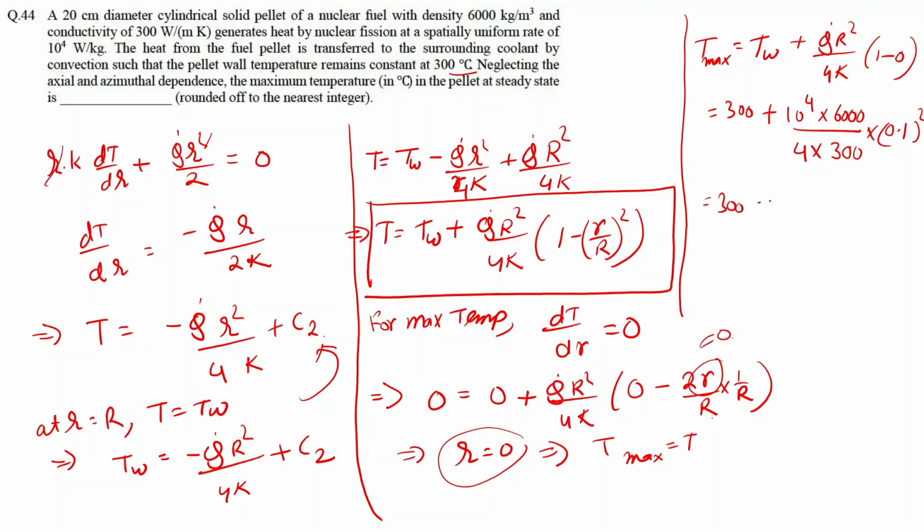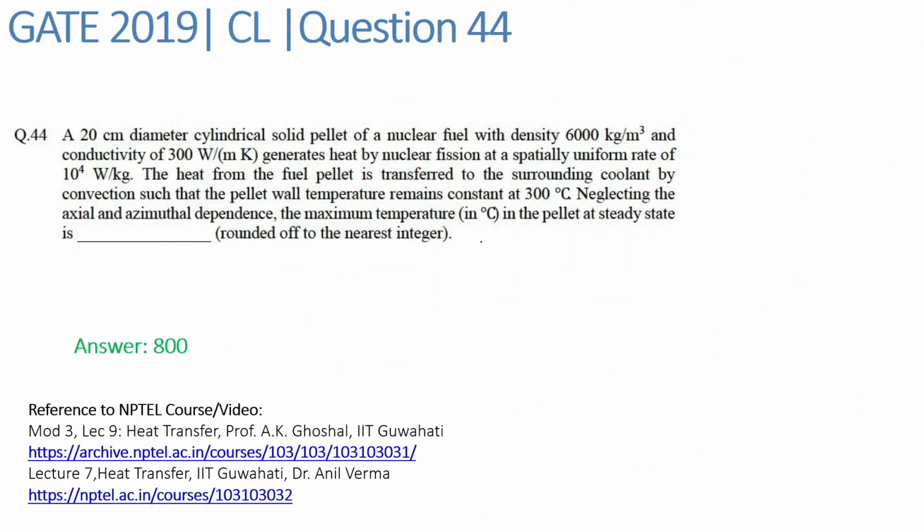This will be equal to 300 plus 500, and T max will be 800 degrees Celsius. So yes, the maximum temperature in the pellet at steady state will be 800 degrees Celsius. With the final answer rounded up to the nearest integer, we can write it as 800 degrees Celsius.